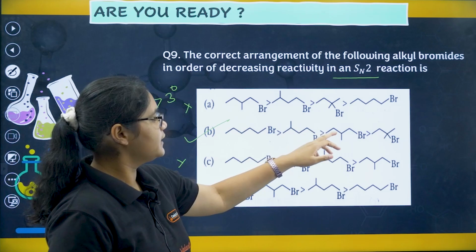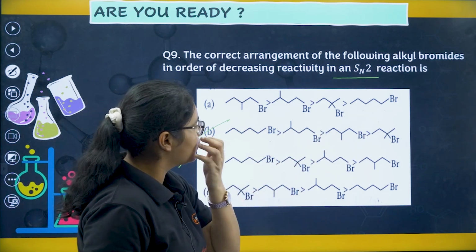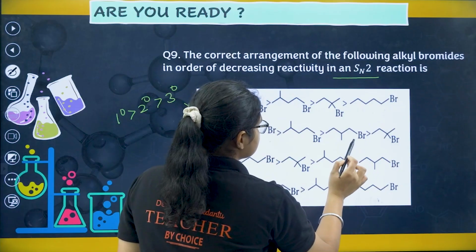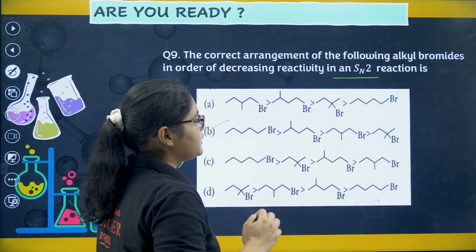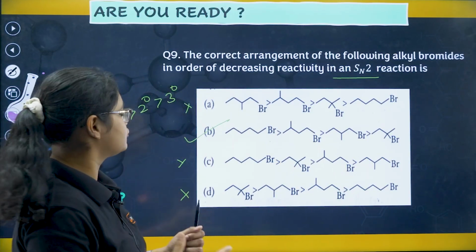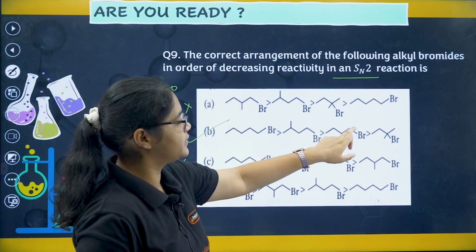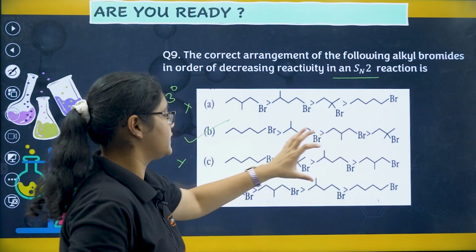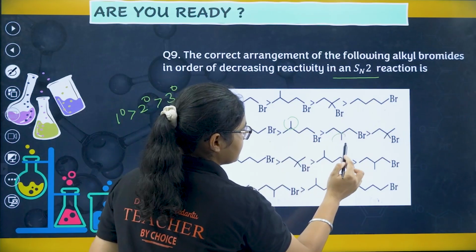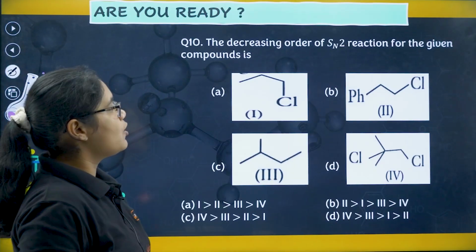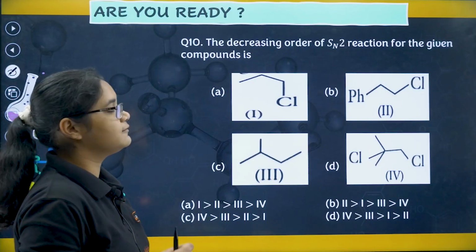1 degree, 1 degree, then here 2 degree, here also. Okay, this is 3 degree. This is 1 degree, this is 1 degree, this is 1 degree. But you should remember the steric hindrance should be less, right? So here we have less steric hindrance, then here we have more steric hindrance, then here we have more steric hindrance because of this group present here, right? Okay, next we'll go to the 10th question: the decreasing order of SN2 reaction for the given compounds.